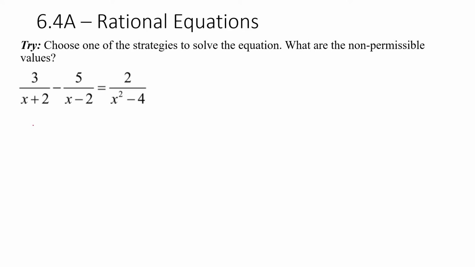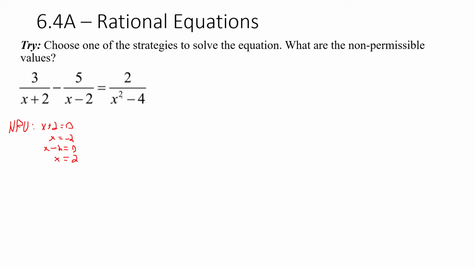All right, so let's do our non-permissible values. So x plus 2 equals 0, so x equals negative 2. Or x can't be negative 2, sorry. x minus 2 equals 0, so x can't equal 2.